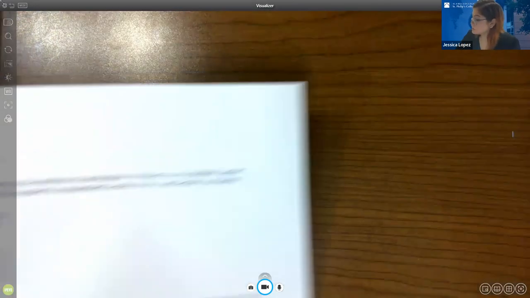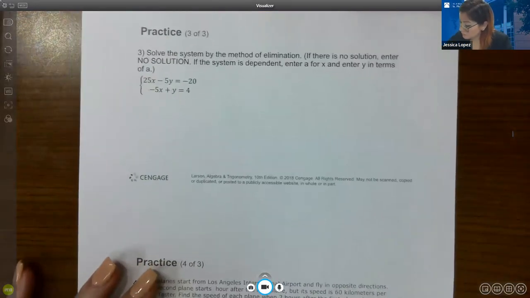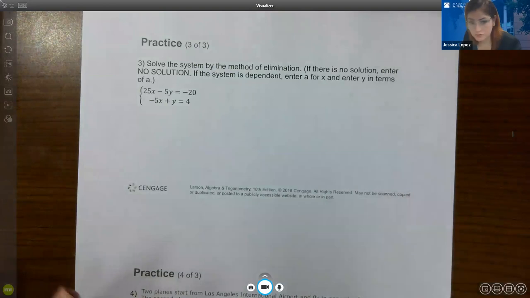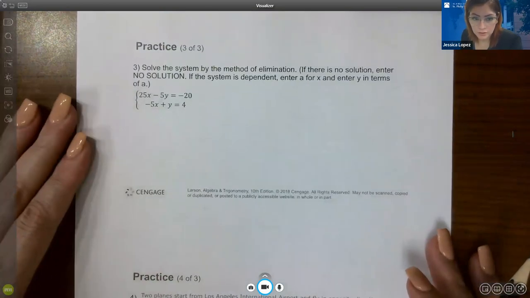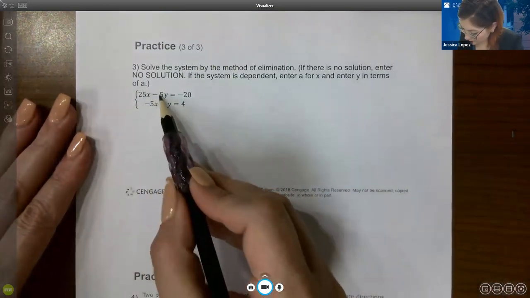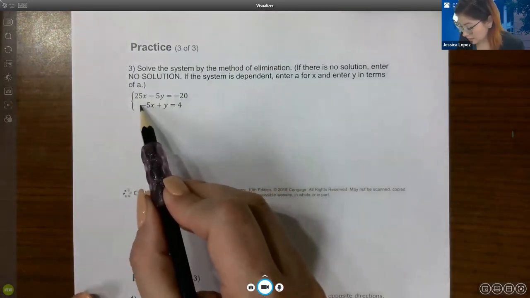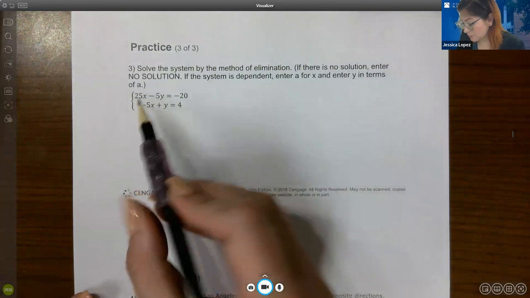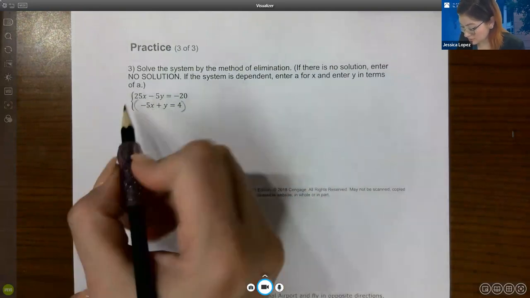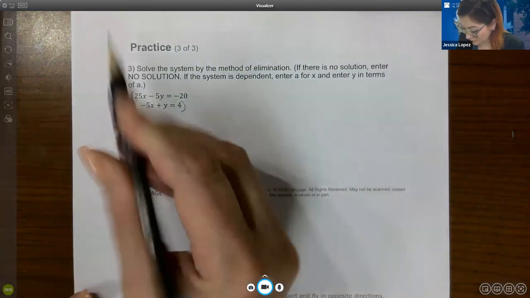Yeah, I think we should. So here we go, here's the third one. Now here, notice that they both do have opposite signs, so I could pick whichever one I want. I know that 5 times negative 5 is negative 25, so I probably just want to do that and get rid of the x's. So I'm going to just multiply by 5.